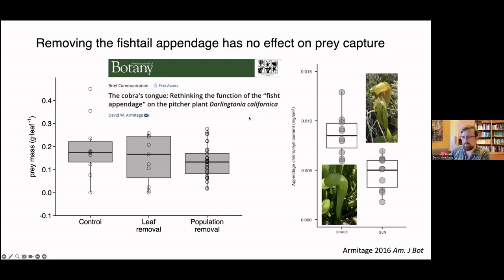than in the sun. And here's kind of what that looks like, right? You've got a very green plant growing in the shade versus a reddish, kind of whitish tongue here in these sunny populations.